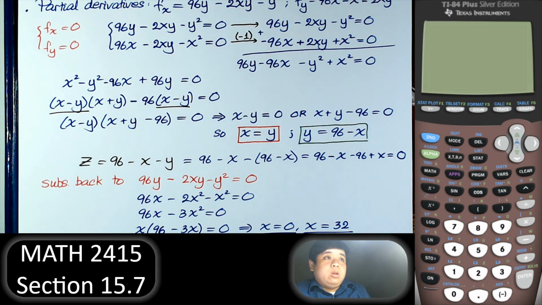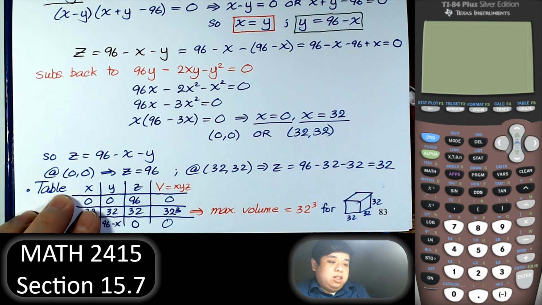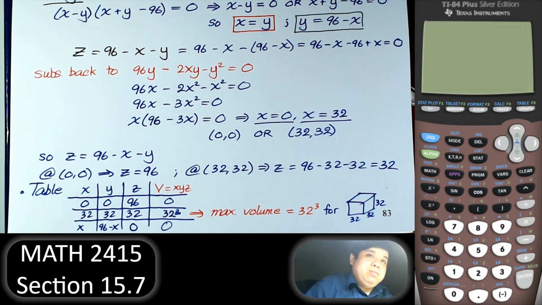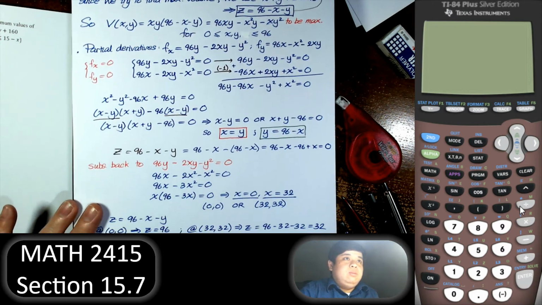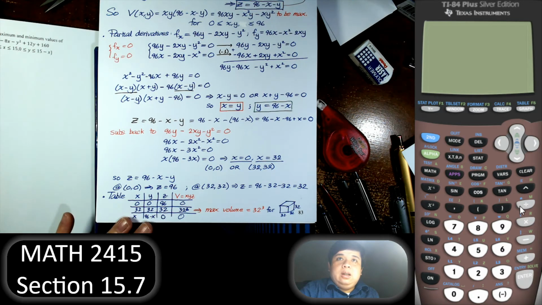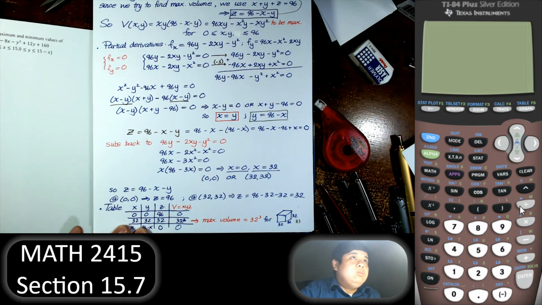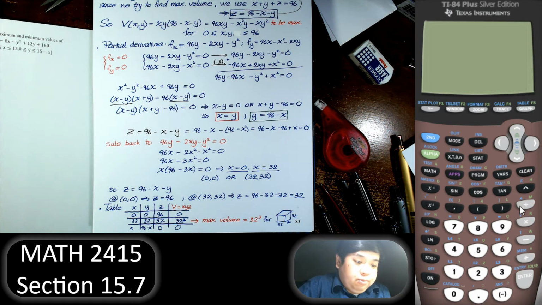And so we find all the points. The points happen to be 0, 0, 96, and 32, 32, 32, and the only case that is not equal to 0 is 32 cubed, and that happens to be the maximum. Alright, let me zoom out so we can see the whole problem. So that's as far as I can go. Right. So it's not that big.